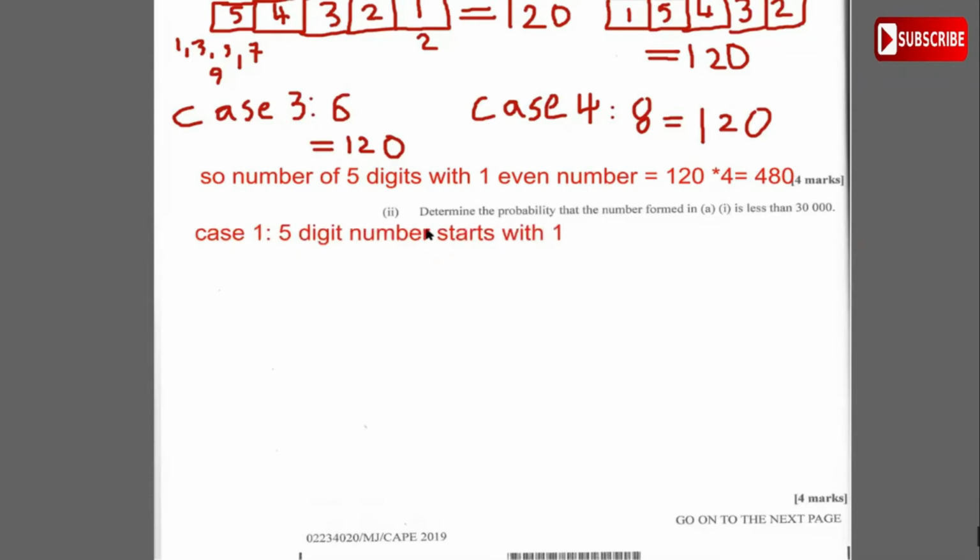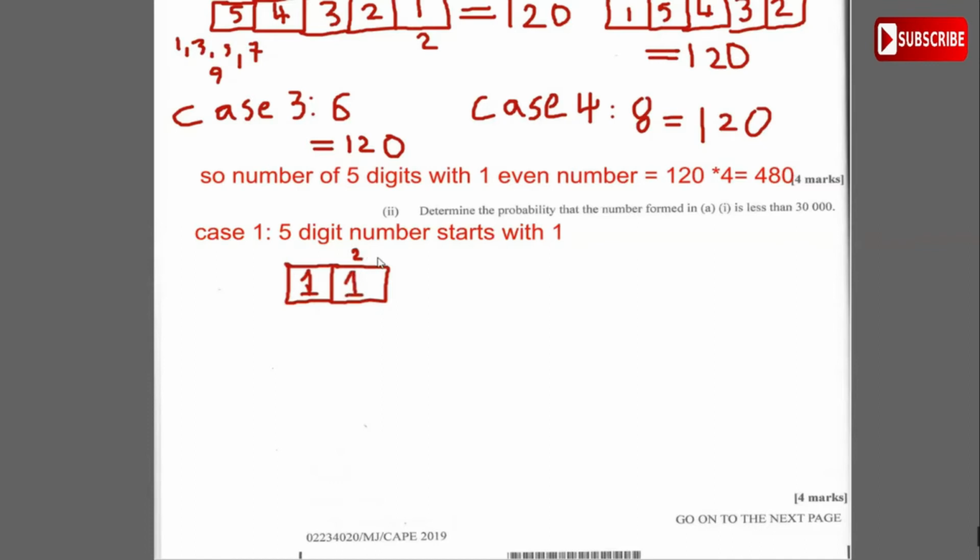So if the 5-digit number starts with 1, in case 1, that means it will definitely choose 1. The second issue is that it must be an even number. So let's say the even number in this case is 2. Let's say we choose the even number 2. There's only one way we can choose the even number 2.